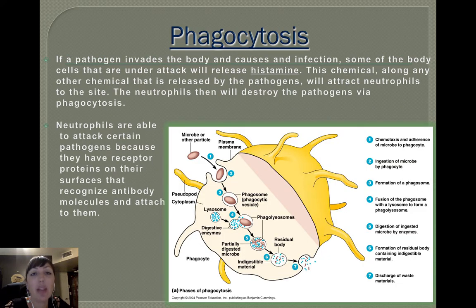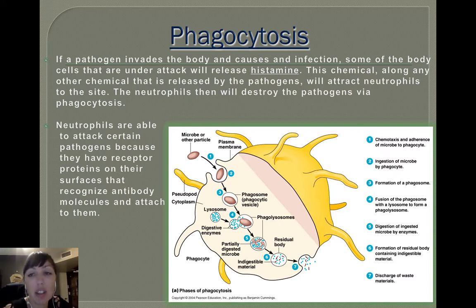If a pathogen invades the body and causes an infection, some of the body cells that are under attack will release histamine. So this chemical, along with any other chemical that is released by the pathogen, will attract neutrophils to the site. The neutrophils will then destroy the pathogens via phagocytosis. So neutrophils are able to attack certain pathogens because they have receptor proteins on their surface that recognize antibody molecules and will attach to them.